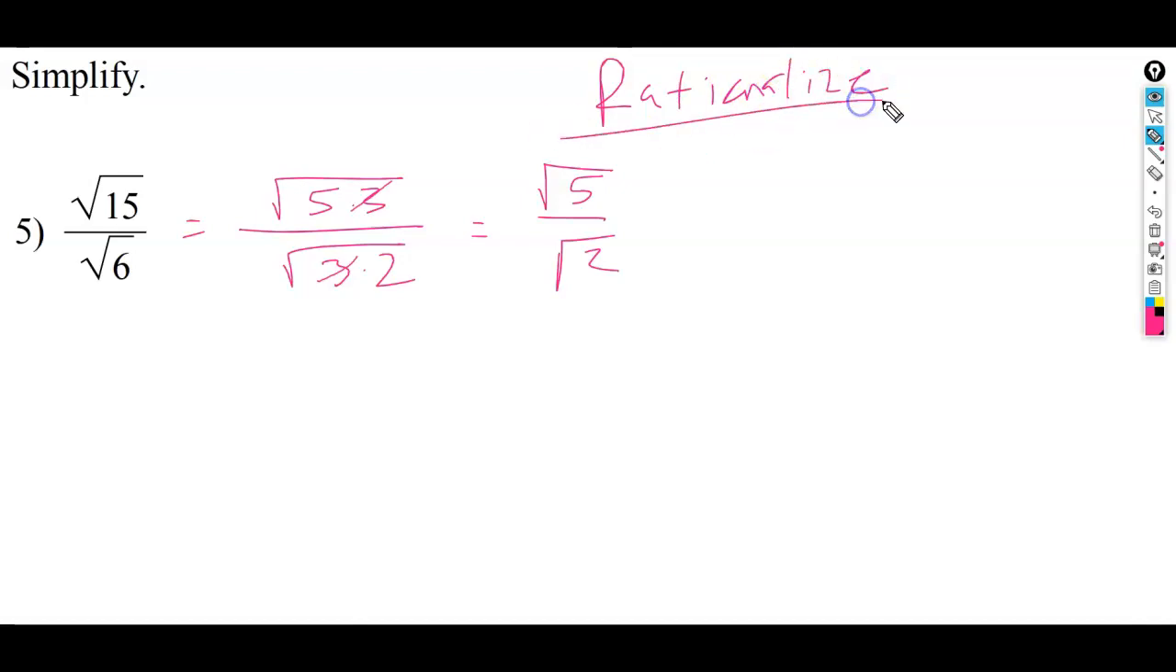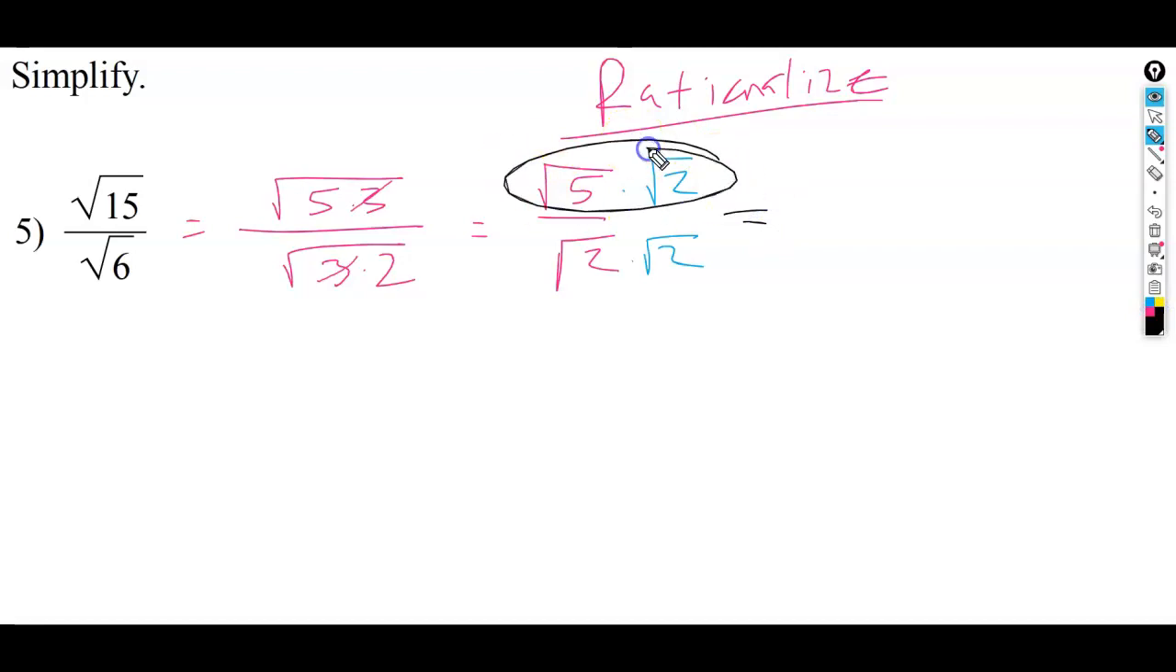Process we go through to get the square root off of the bottom. What we do is we multiply the square root on the bottom by itself. So I'm going to multiply the bottom by the square root. And whatever you do to the bottom, you have to do to the top also.